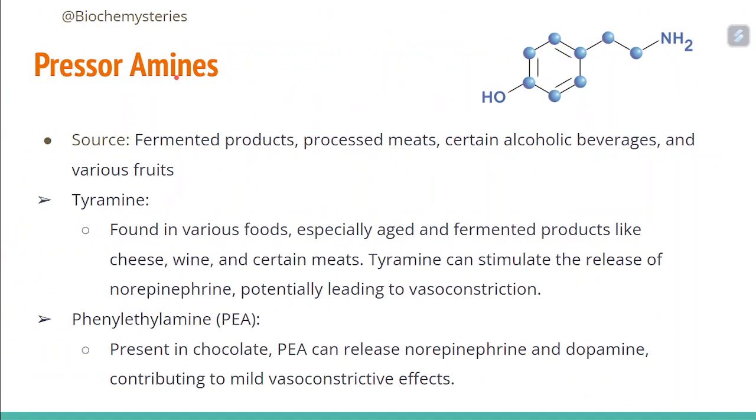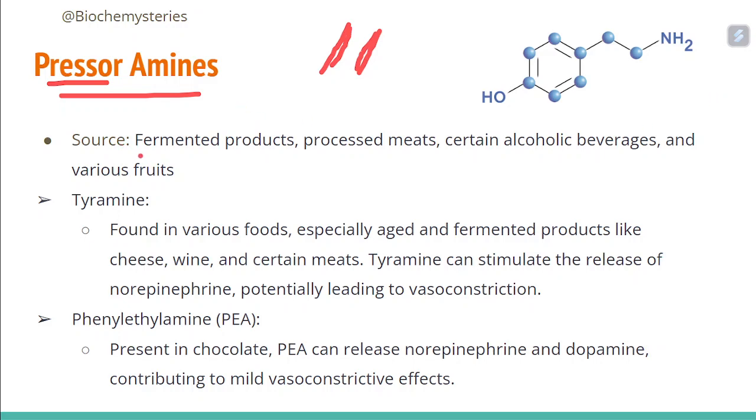Now let's talk of pressor amines. Pressor basically means contraction of the blood vessels, right? So these amines are causing contraction of the blood vessels. And if we talk of vasoconstriction, the ones which come to mind are epinephrine, norepinephrine, dopamine, right? And these need some receptors. So these pressor amines will stimulate those receptors, in short.